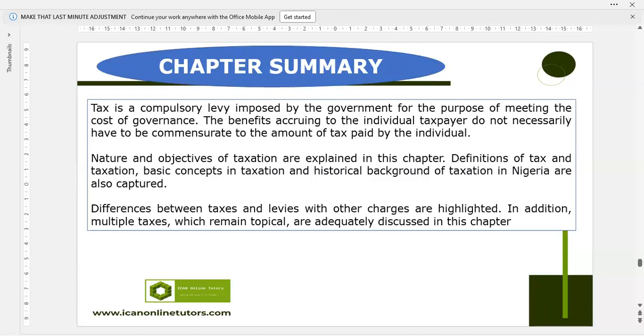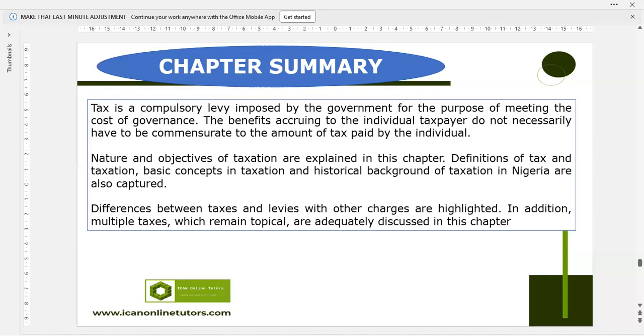So finally, I've come to the end of this class. In this class, we have discussed what tax is all about. We differentiated between tax and taxation. Tax is a compulsory levy imposed by the government for the purpose of meeting its needs and those of the citizens, while taxation is the process of levying, imposing, and administering the tax itself.